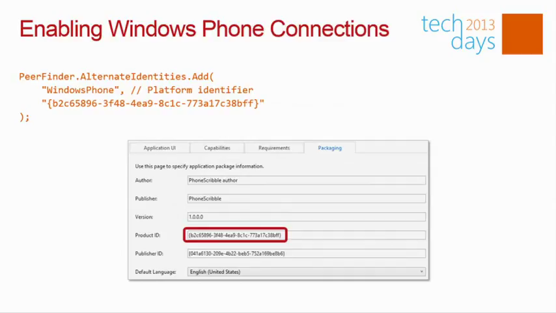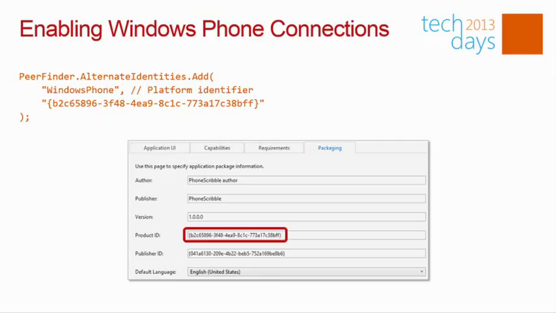On the other hand, if you're a Windows 8 app and you want to use PeerFinder to tap and connect and establish a network connection to Windows Phone apps, then you have to provide the alternate identity of your app on a Windows Phone. The syntax is slightly different. You don't have to append that Bang app, but once more, you go to the application manifest for that Windows Phone app, you get the app ID, and you provide it in PeerFinder's alternate identities.